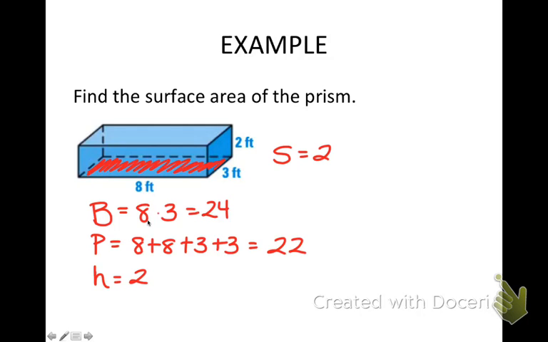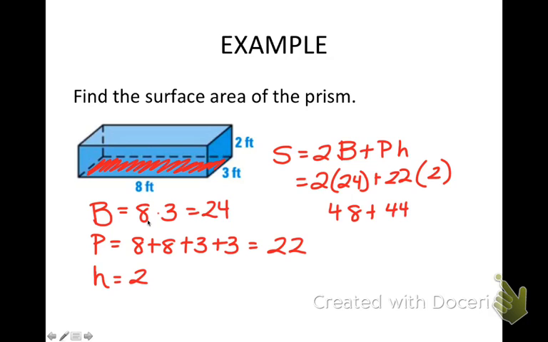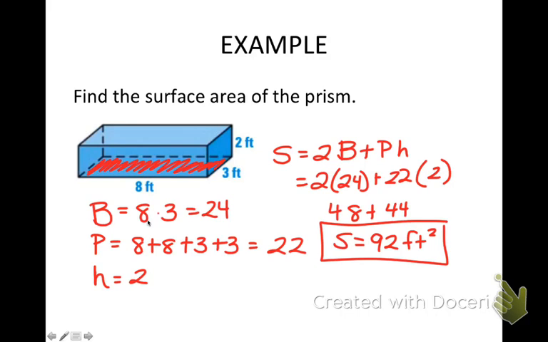Sure. 2 times B plus Ph. So 2 times 24 plus 22 times 2 gets us 48 plus 44. So what does that get us? 92? So 92 feet squared would be our surface area. Okay? So rectangular prisms are going to be your easiest ones because it's easy to come up with the area of a rectangle. It's easy to do the perimeter of a rectangle.